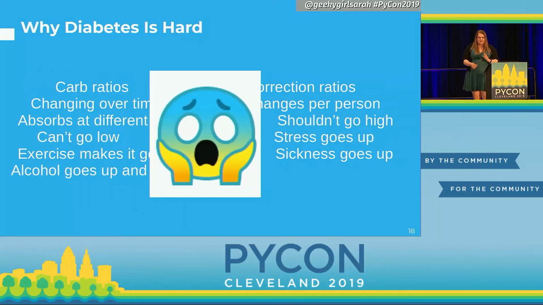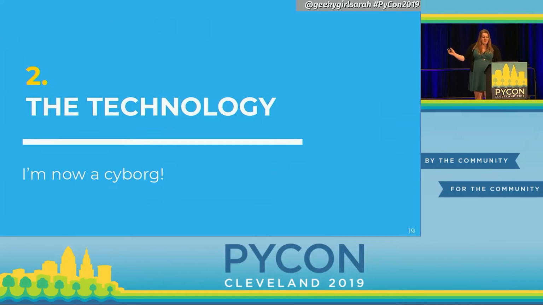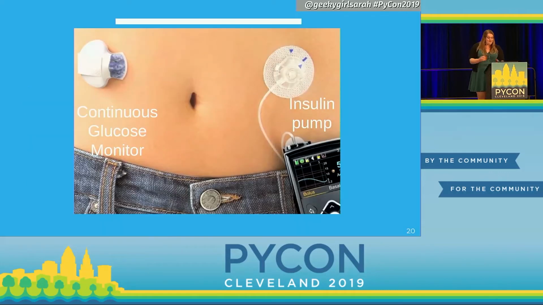So hopefully you're completely overwhelmed at how insanely complicated all of this is to do on your own. But hopefully as technologists in the room, you've been thinking, wait a minute, can't we use technology to fix this? You're right, we can. There are two main things that have been around for a really long time that diabetics use. One is called a continuous glucose monitor, and one is an insulin pump. And you may have seen these.